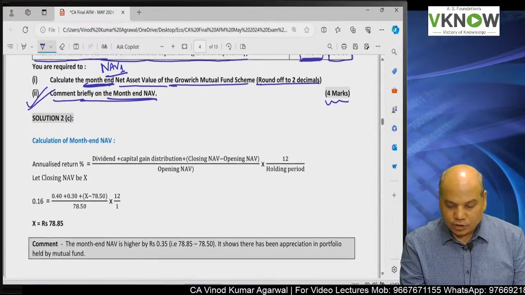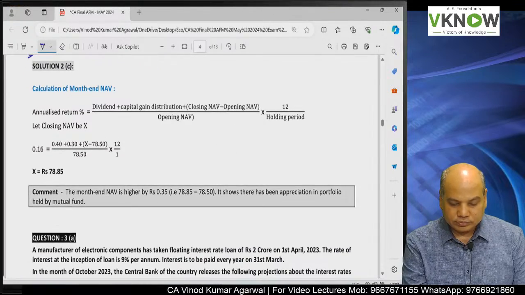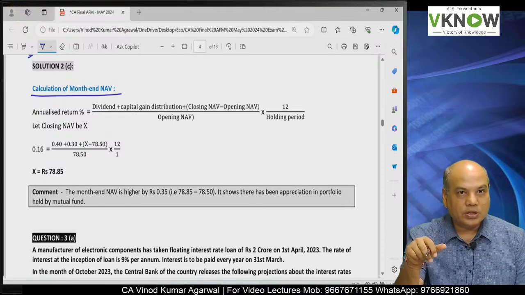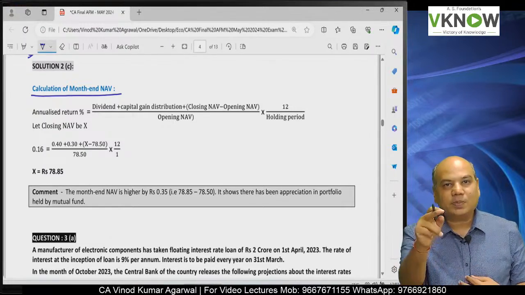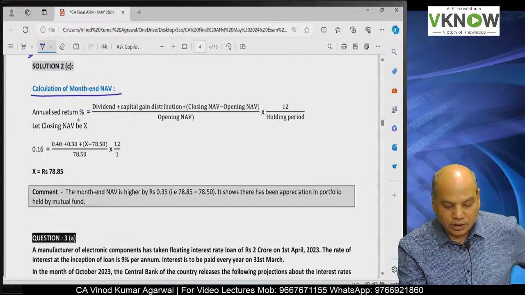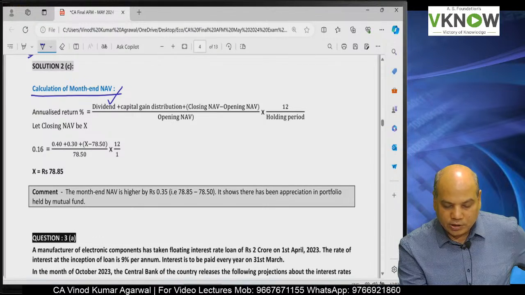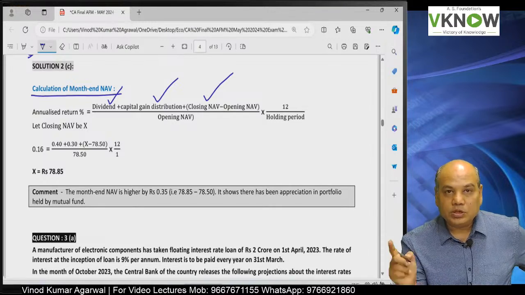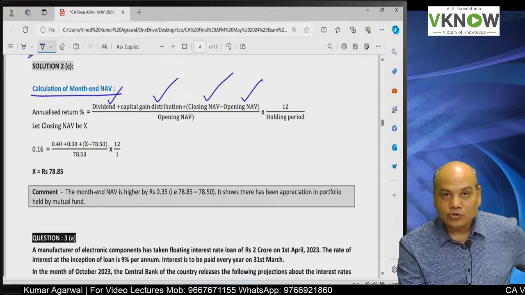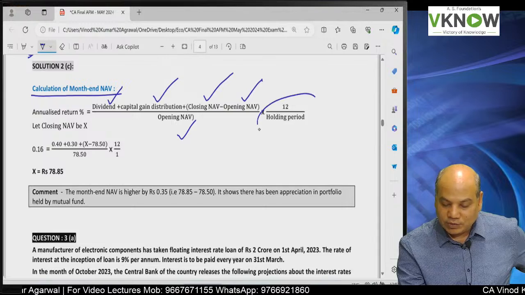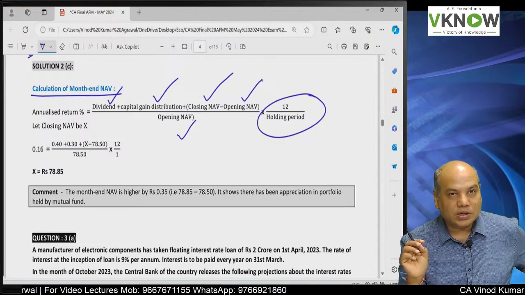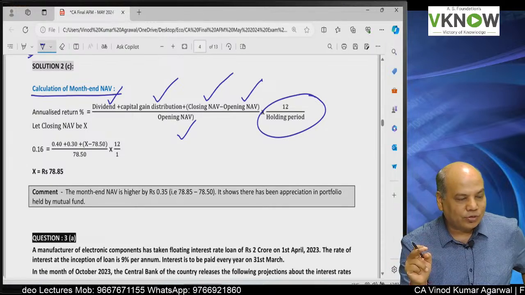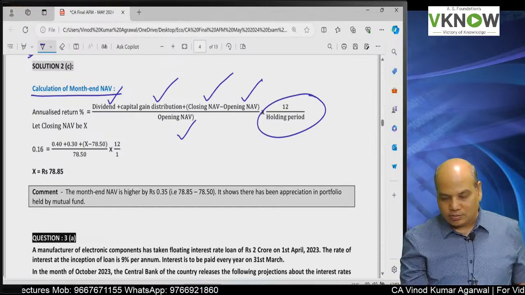What is the formula for computing annualized return? All of you know that. In fact, this question you can say is like a repetition within the same question paper. Some minutes back we have done this. Annualized return percentage equals dividend per unit plus capital gain distribution per unit plus closing NAV minus opening NAV, divided by opening NAV. Because the figures are in months, I will take 12 divided by holding period. In earlier problem it was in days, so I have taken 365 divided by number of days.